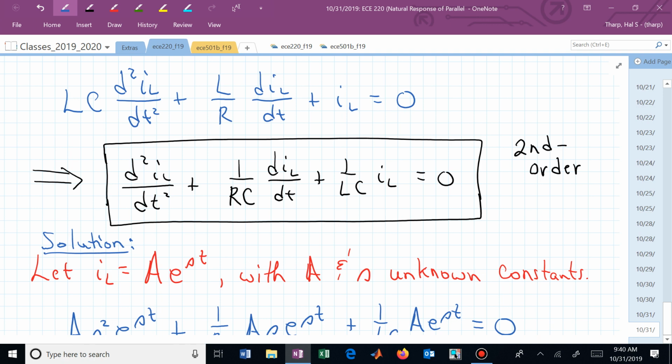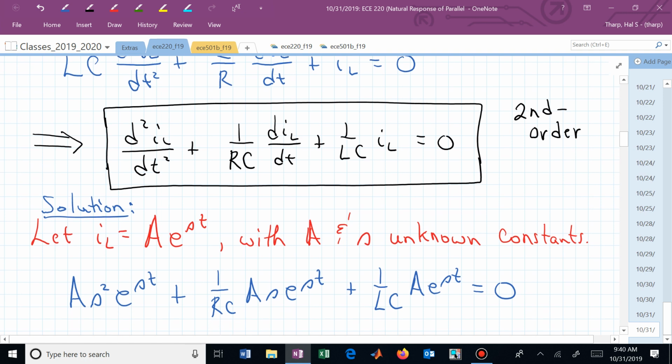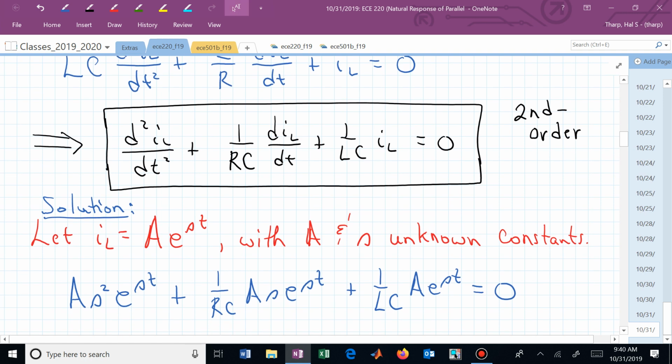And that second order differential equation is linear and it's time invariant. The coefficients are not functions of time. The R's and the L's and the C's are constant. So you'll hear this referred to many different ways. Here I've just said it's a second order differential equation. But if we now assume our inductor current is A e to the st, s could be a complex number, A could even be complex, they're just unknown or yet to be determined.